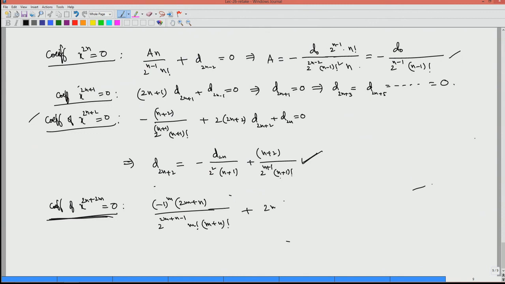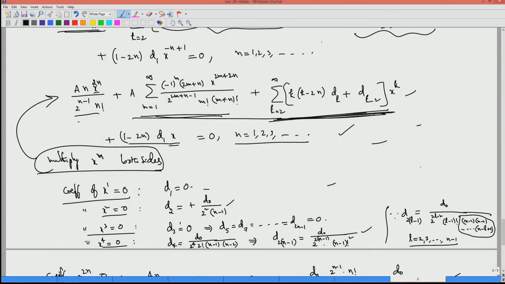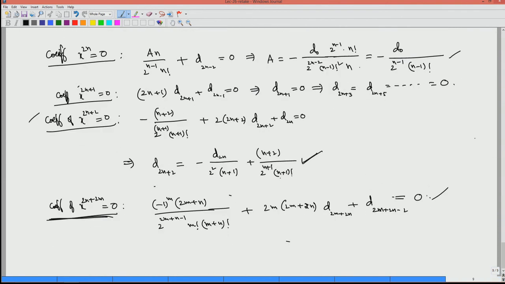plus 2m plus n d2n, d2m plus 2n, d2m plus 2n minus 2 equal to 0. So, this is the general coefficient here. So, you take the x power 2m plus 2n and here put k equal to 2m plus 2n and collect these 3 terms, that is what we have here.